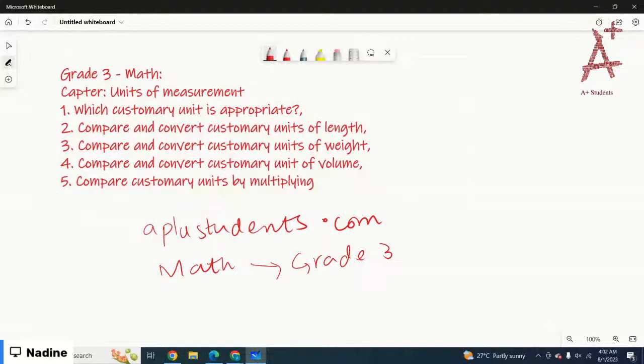So let's just start with the lesson. The lessons we're going to cover today are which customary unit is appropriate, compare and convert customary unit of length, compare and convert customary unit of weight, compare and convert customary unit of volume, and then compare customary units by multiplying. So let's just start with the lesson.